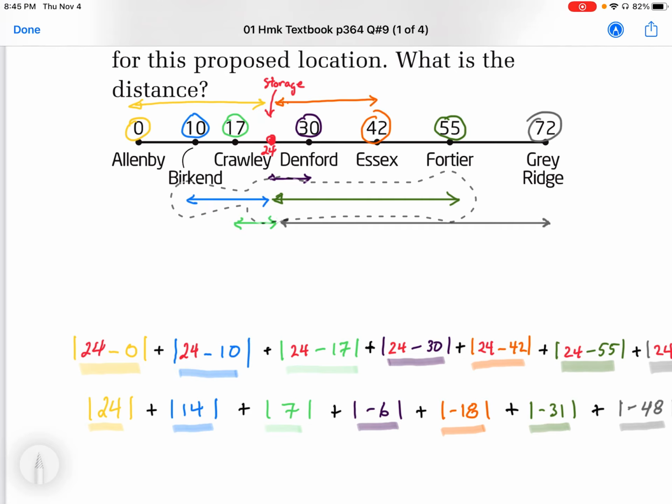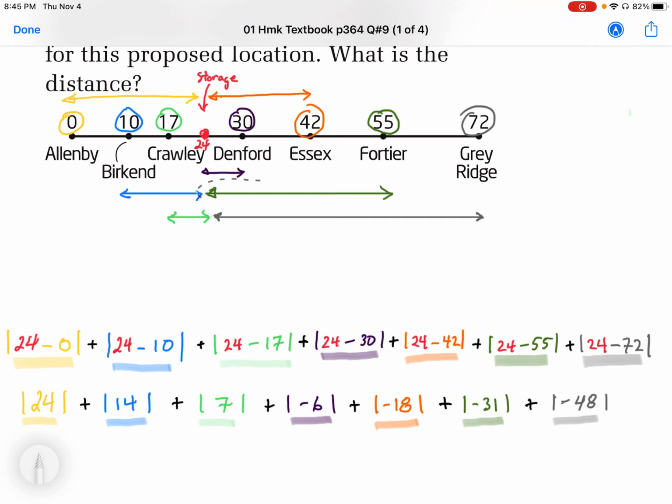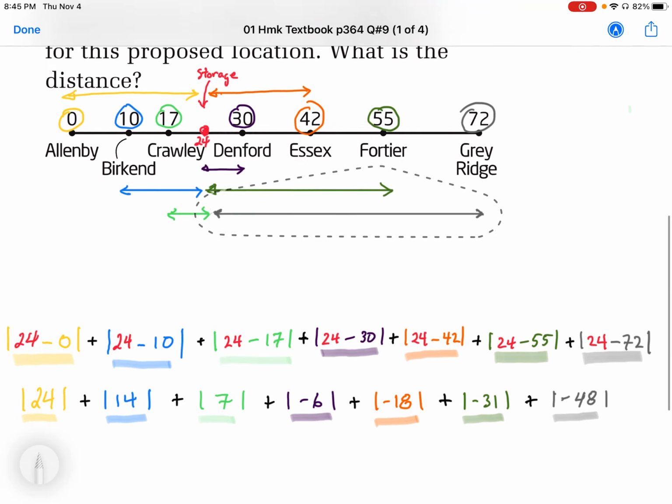From Essex, that distance there is going to be this orange distance. It's going to be 24 minus 42. So we subtract those positions to get displacement. We get negative 18. So we want to do the absolute value to get the distance. Okay, and the same thing for this green line from the storage facility to Fortier, 24 minus 55, and then that last distance here is from Grey Ridge. We're going to do 24 minus 72. We get negative 48, and we take the absolute value of that.